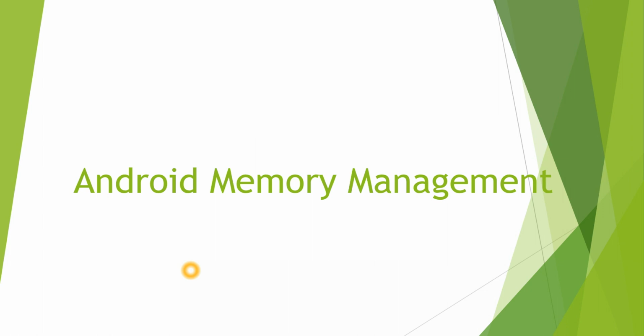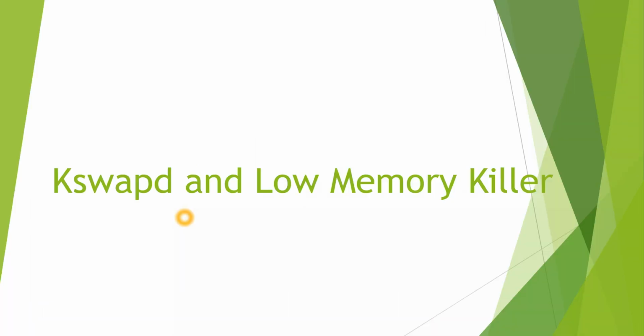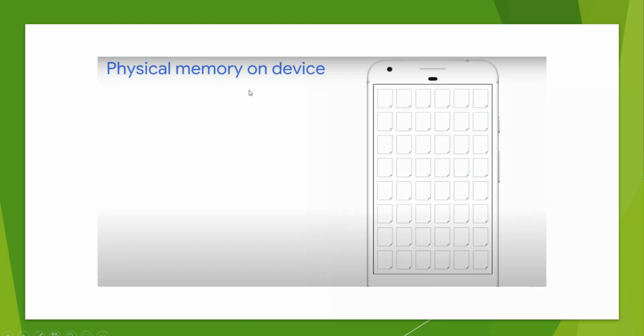So even as a framework developer, we have to know what exactly happens on a device when it goes low on memory. So today I'll be telling you all what is KSWAP-D as well as low memory killer. What are these two concepts in Android? Before that, we'll see how memory is organized on an Android device.